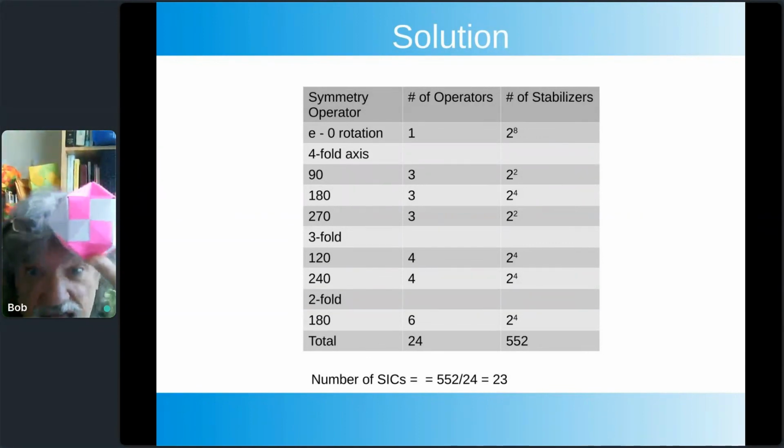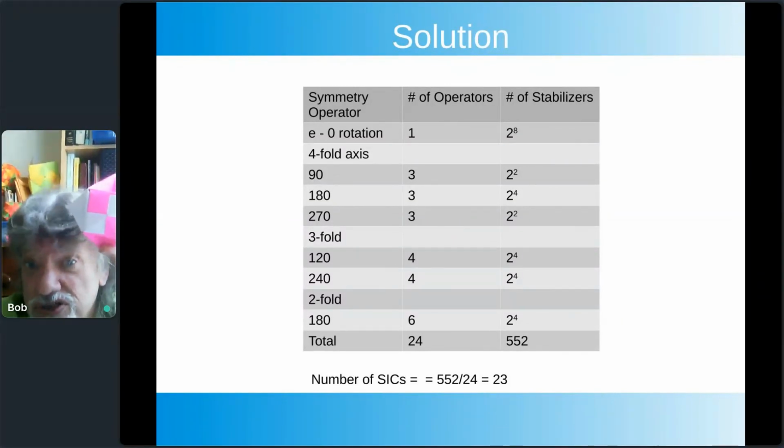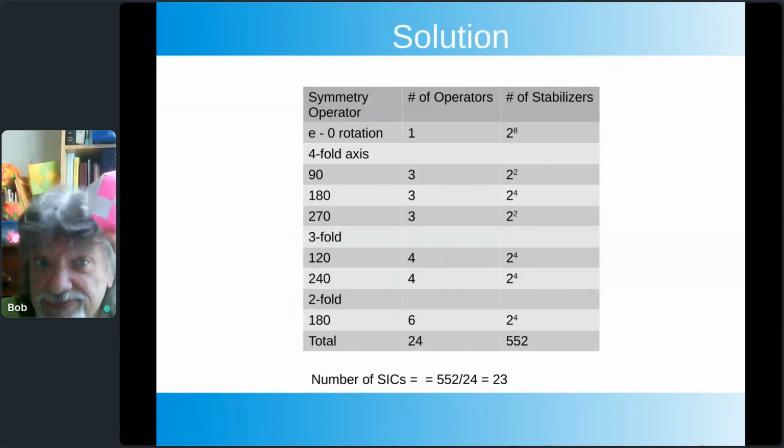How many ways can I do that? 2 different ways. There are 4 different ways to do it. 2 choices for each way. Since we've got in or out, 2 to the 4th. The 270 is identical to 90. It's like a minus 90. So it's 2 to the second.